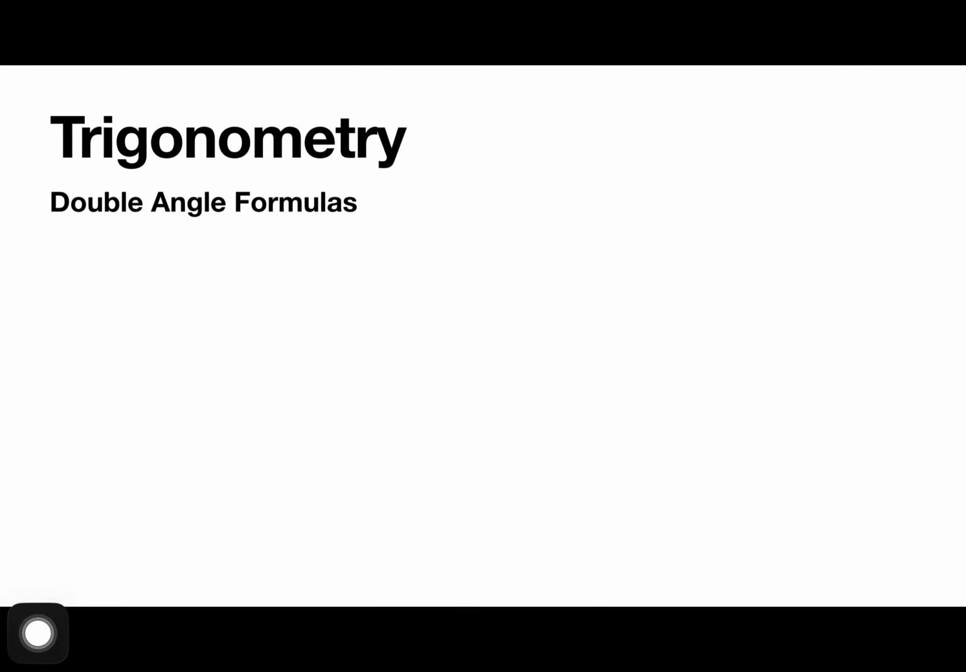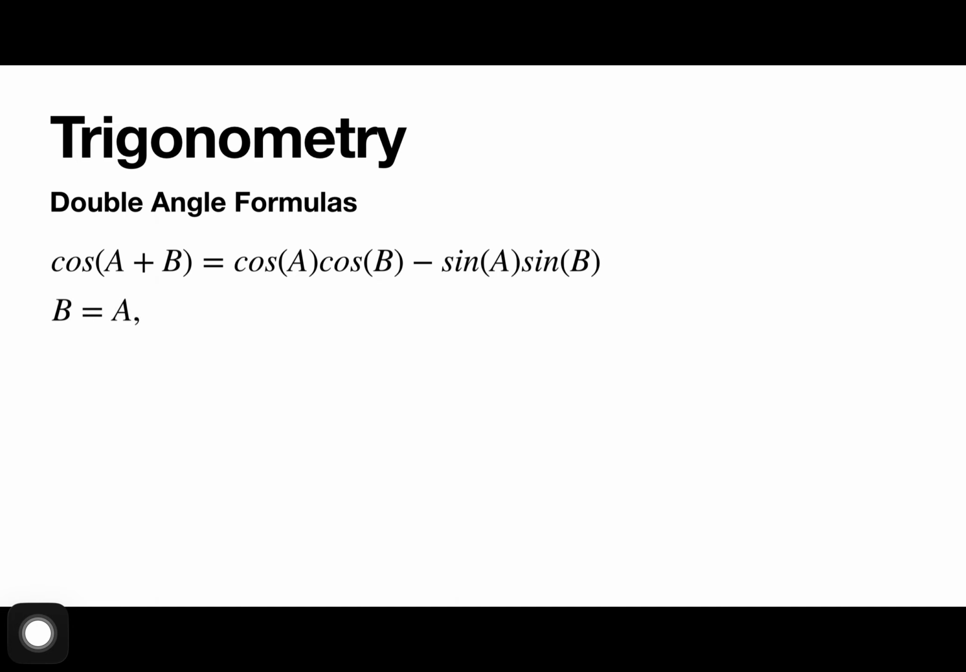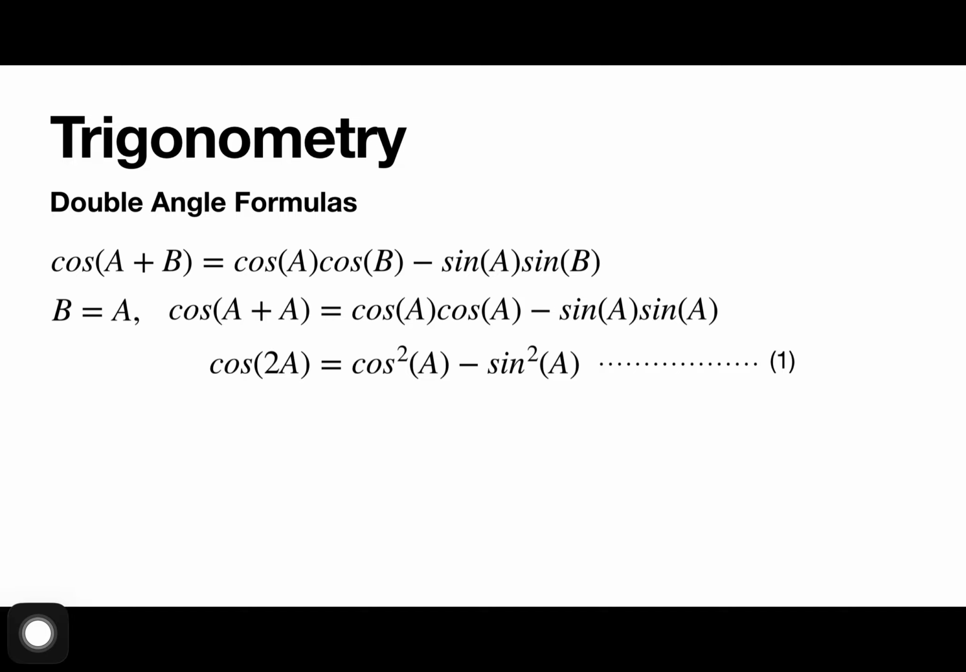Next, let us derive the formula for cosine 2a. Recall that cosine of a plus b is equal to cosine a times cosine b minus sine a times sine b. If we let b equal a, we get that cosine 2a is equal to cosine squared a minus sine squared a. This expression can be converted into two other forms.